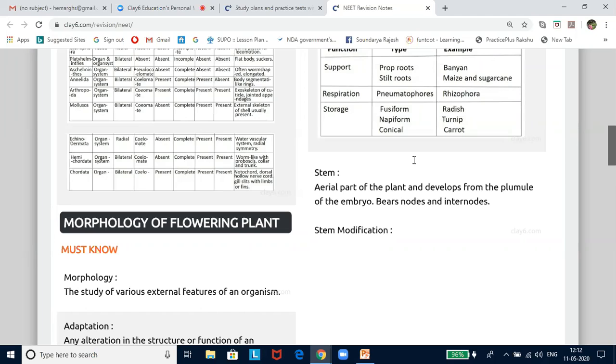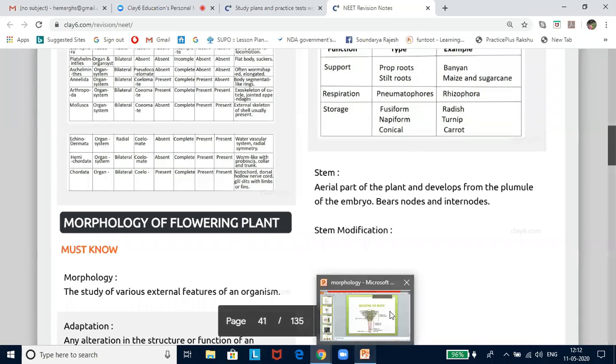Now storage. There are certain roots wherein food is stored to overcome unfavorable conditions, and those stored roots are also taken as food by human beings. For example, radish, turnip and carrot. Now what is the name of the modification? For radish, it is fusiform. For turnip, it is napiform. And for carrot, it is conical.